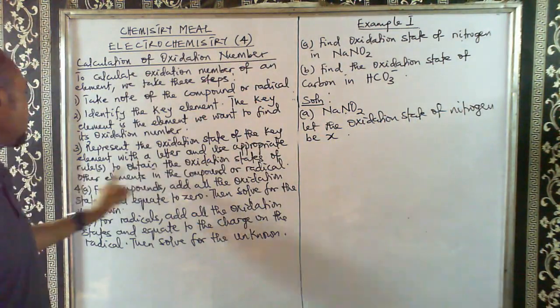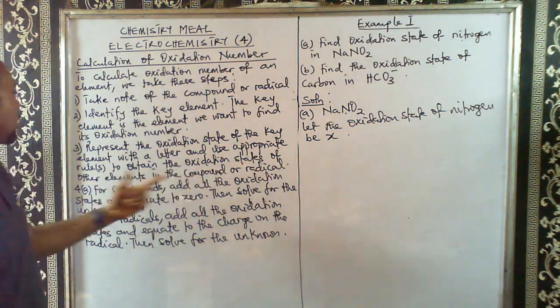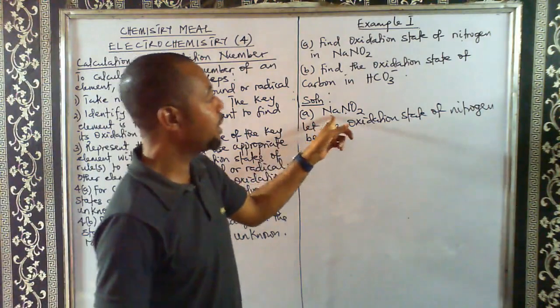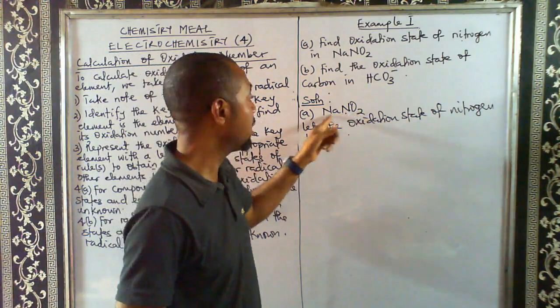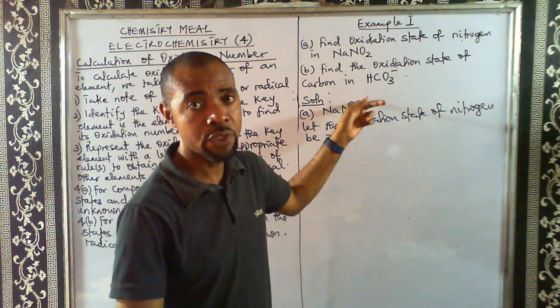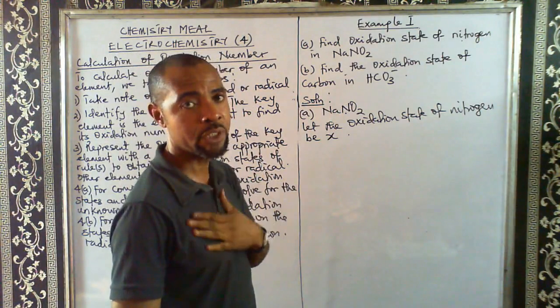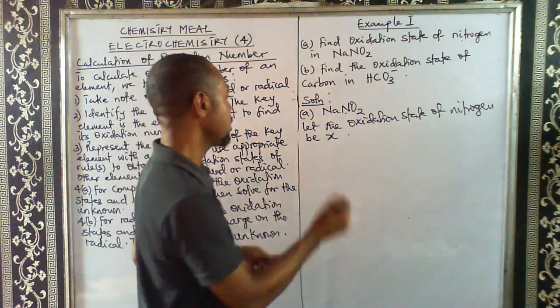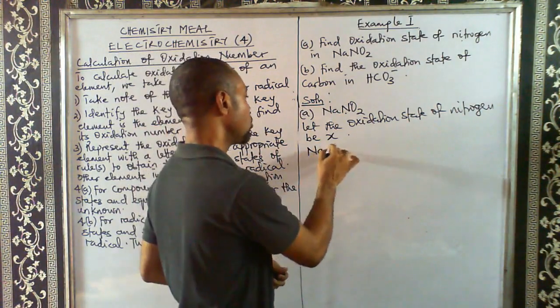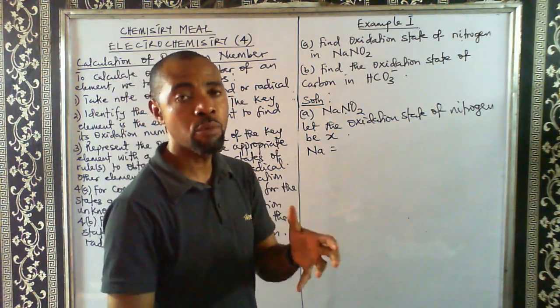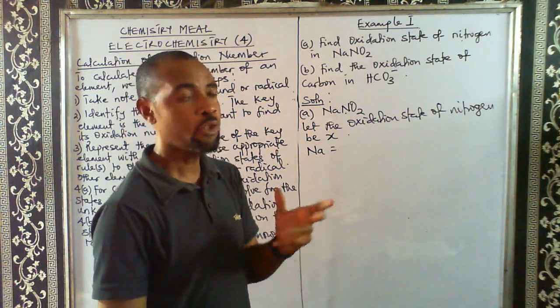Now use appropriate rules to obtain the oxidation states of other elements in the compound. The other elements remaining, apart from the key element, are sodium and oxygen. So use the appropriate rule to obtain their oxidation states. For sodium, we are going to use the rule of group. Sodium is in group 1.